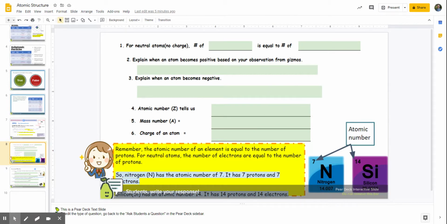The atomic number Z tells us the number of protons in an atom. The mass number A tells us the number of protons plus the number of neutrons. The charge of an atom is the number of protons minus the number of electrons.